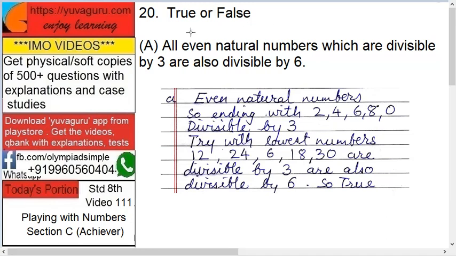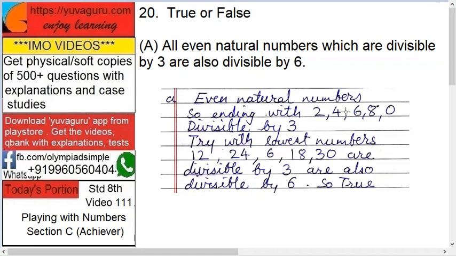Next, true or false. First, all even natural numbers which are divisible by 3 are also divisible by 6. Even natural numbers. Okay, let me see. So even natural numbers means what? Ending with what? 2, 4, 6, 8 and 0.